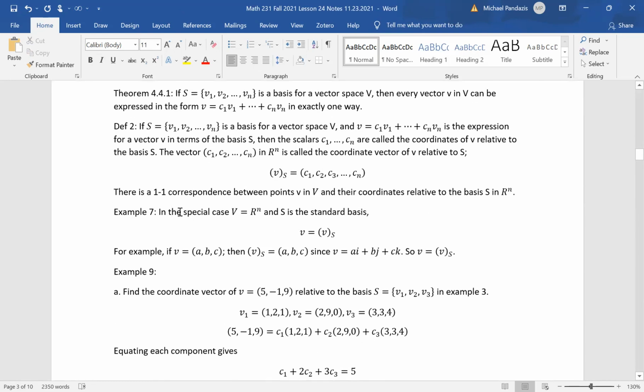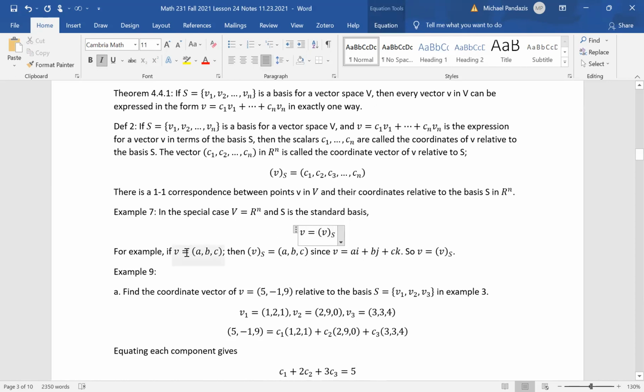Example 7. In the special case where V is equal to Rn and S is the standard basis, the vector V is equal to its coordinates relative to the standard basis. So if you have a vector space V, which is Rn, and S is the standard basis, the coordinates of a vector relative to the standard basis are the same as the vector itself.